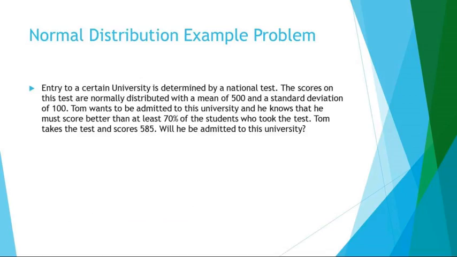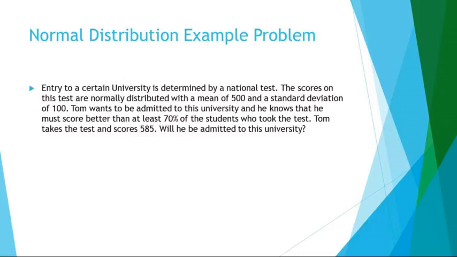Another normal distribution problem. Entry to a certain university is determined by a national test. The scores on this test are normally distributed with a mean of 500 and a standard deviation of 100. Tom wants to be admitted to this university, and he knows that he must score better than at least 70% of the students who took the test. Tom takes the test and scores a 585. Will he be admitted to the university?